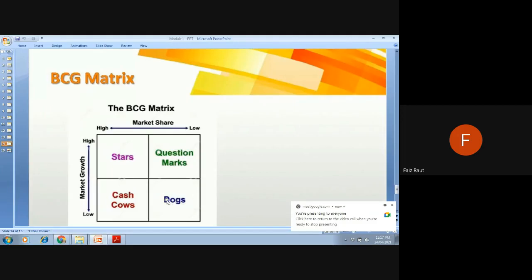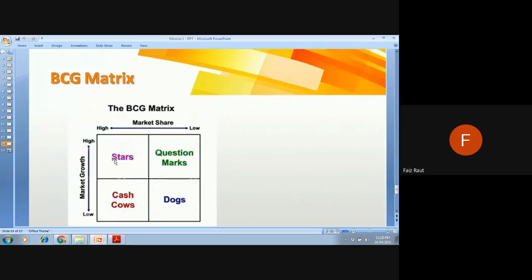If I'm acquiring a company who is in the quadrant of dogs, then I'll not pay much to acquire it, because it is having low market share and low market growth. This is an example of Air India. Air India is under this quadrant. It has a low market share. Very few people travel with Air India, and it has low market growth. The airline industry is not growing now. It is almost standstill. The industry is in the maturity or decline stage. So Air India falls under here. So when Tata is offered to buy Air India, then Tata will try to buy it at a lesser price.